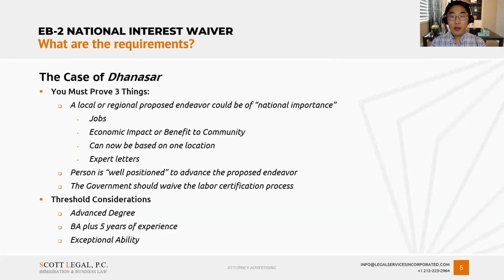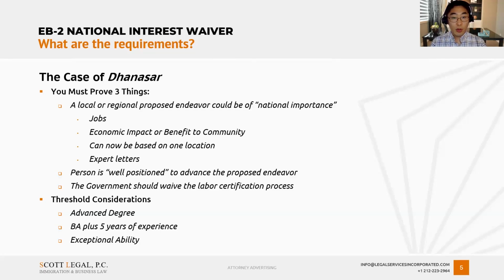You either need to have a master's degree or PhD, or a bachelor's degree with 5 years of progressive work experience. If you do not have a bachelor's degree or higher, then you must have exceptional ability meeting at least 3 of 7 criteria. Those 7 criteria are not written here, but you can easily look them up on the USCIS website.